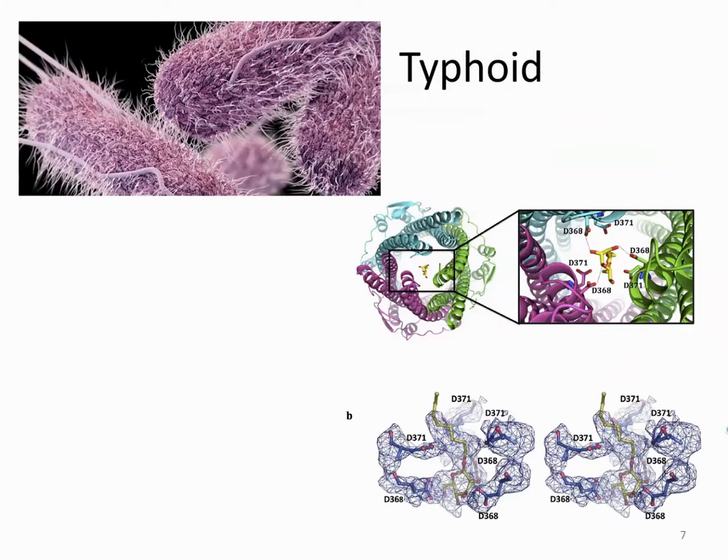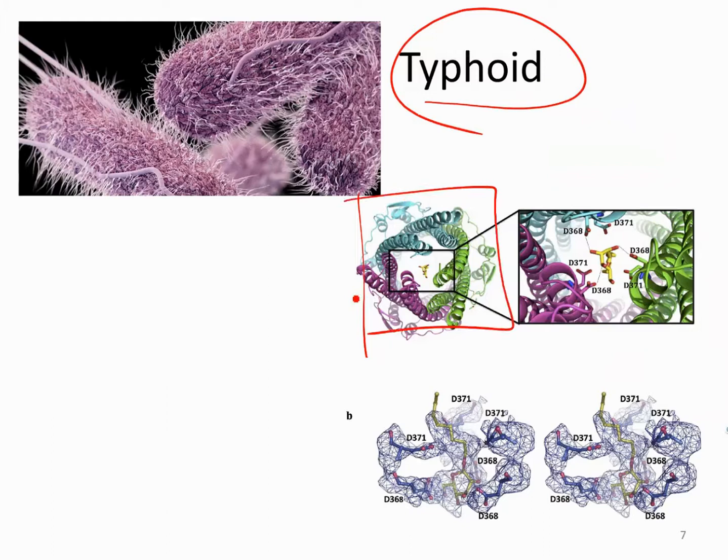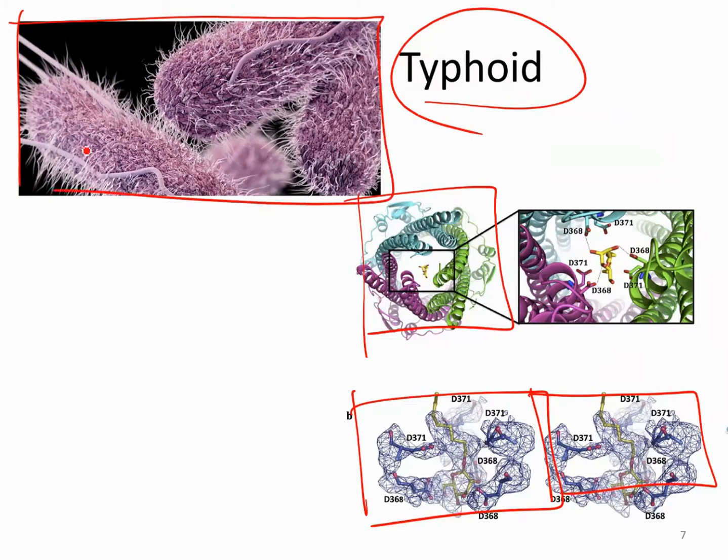This is another type of virus, the typhoid virus, and this is how the protein structure looks like, and this is how it looks under the microscope. This is under the microscope, and this is under diffraction, the diffraction image.